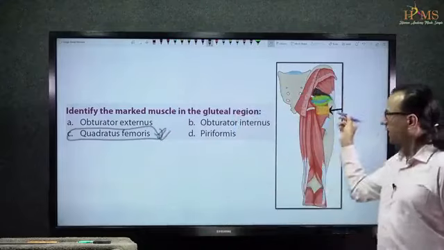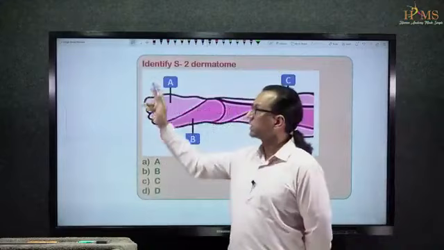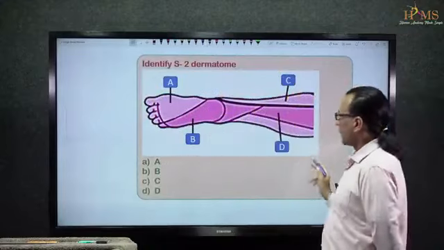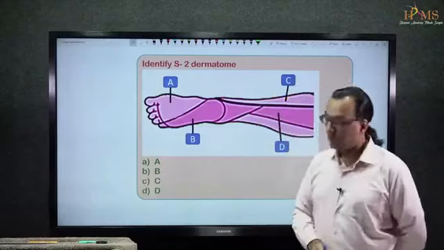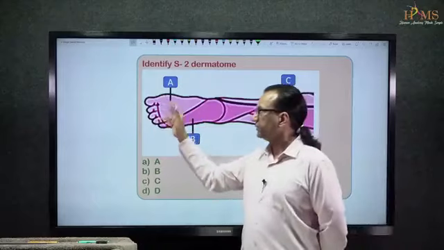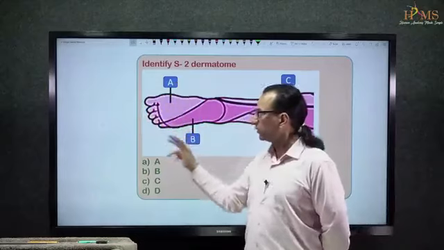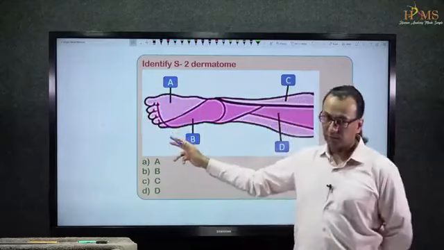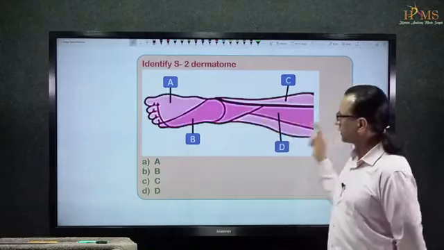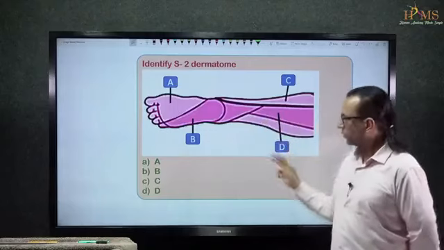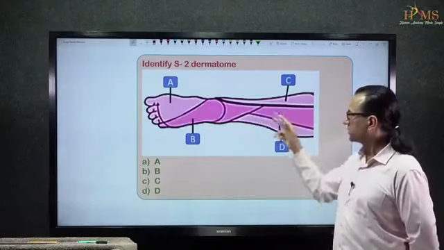The arrow mark here. The question we got here is asking for the S2 dermatome in the lower limb. As you can see, this is the foot, the heel is shown. Remember, the great toe is the L5 dermatome, the little toe and heel is the S1 dermatome, and this middle area, the calf region and posterior thigh, is the S2 dermatome. So our answer should be choice number D, S2 dermatome.